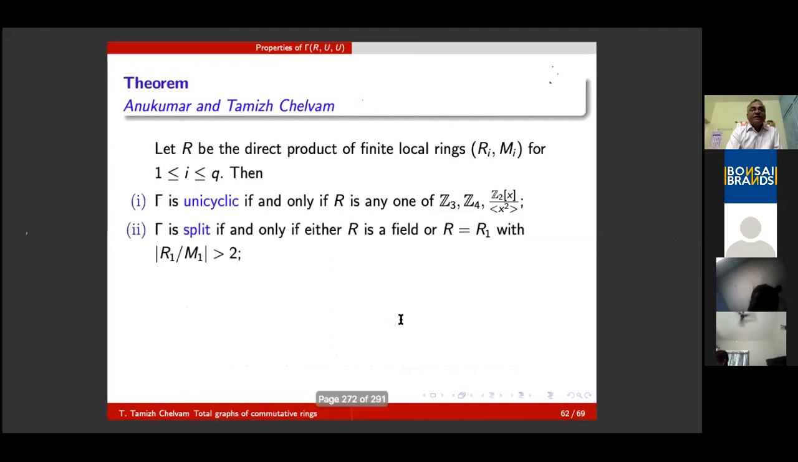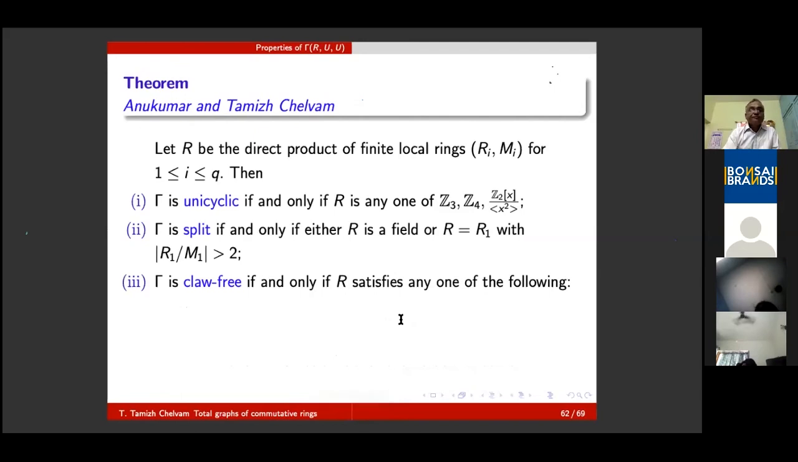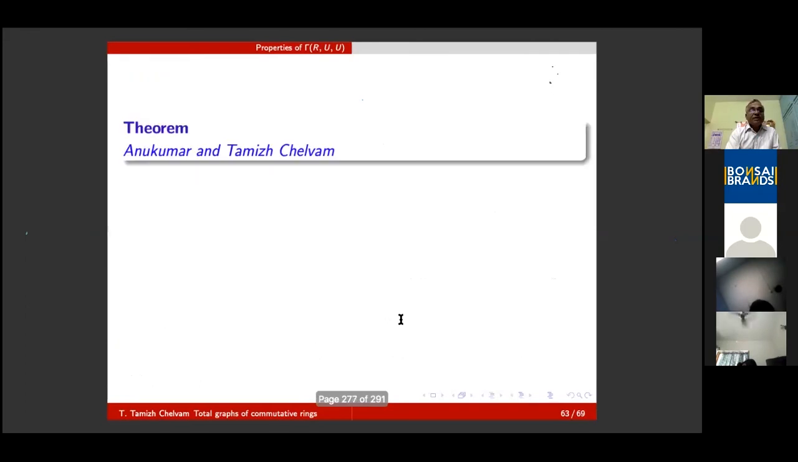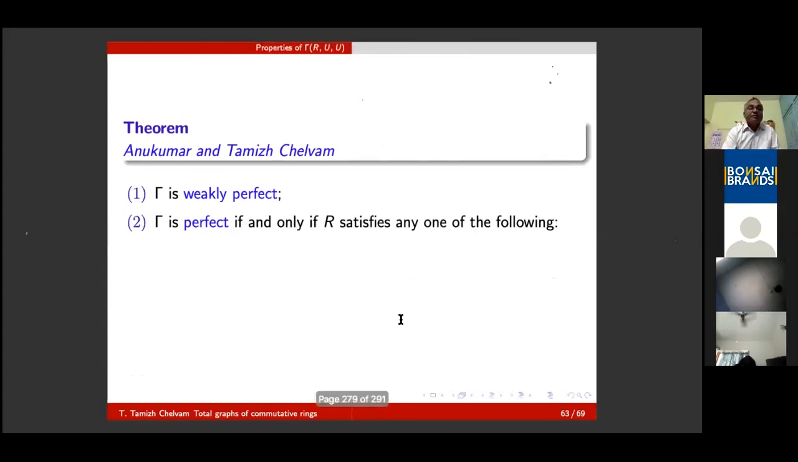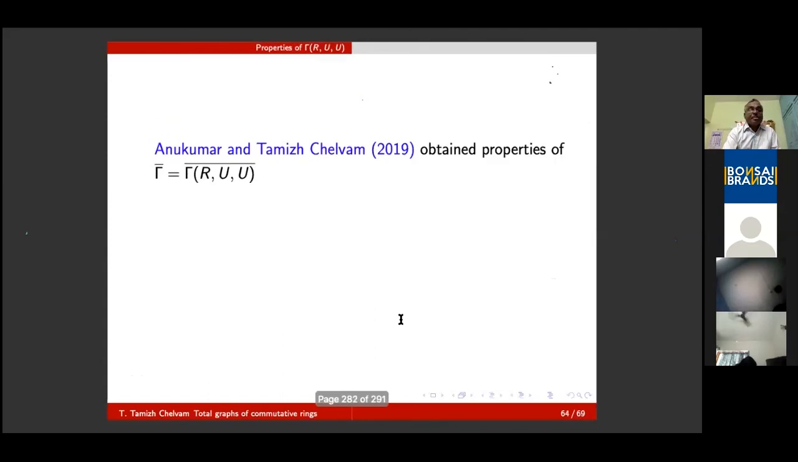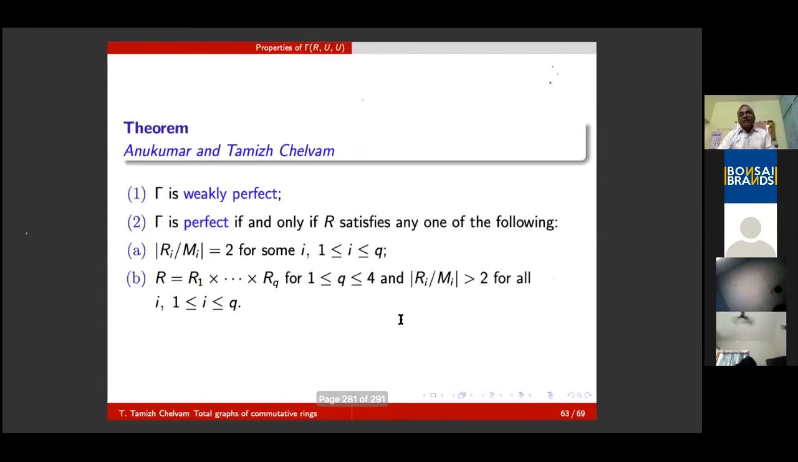We have also characterized when it is unicyclic, when it is split, where split means one part is a clique and another part is an independent set, and each element of the clique is adjacent to the elements in the independent set, and when it is claw free. So these things are attained. And of course, we have proved one wonderful property for this class: it is weakly perfect, and we have characterized when it is perfect. These are some of the properties we have proved.